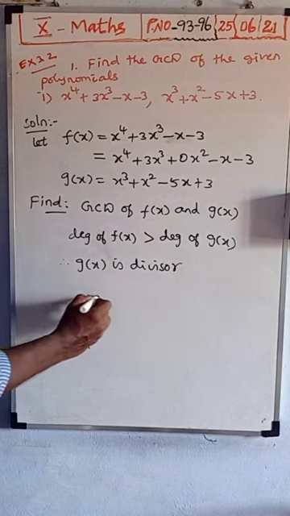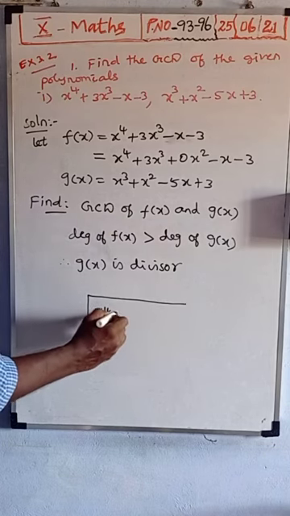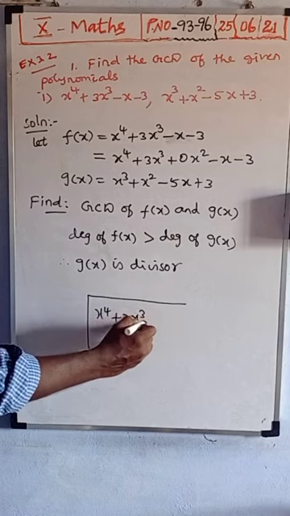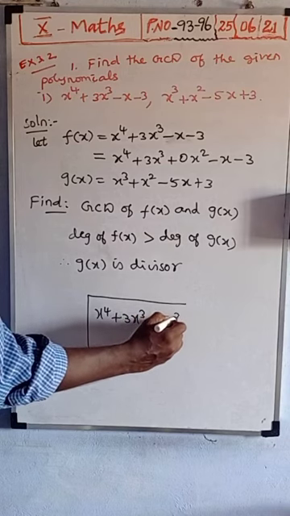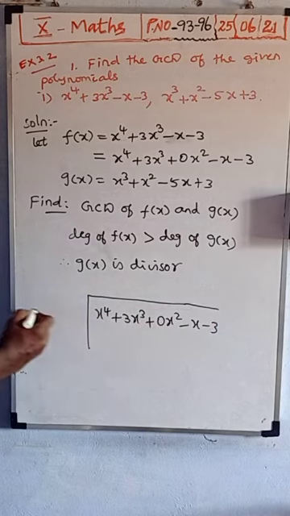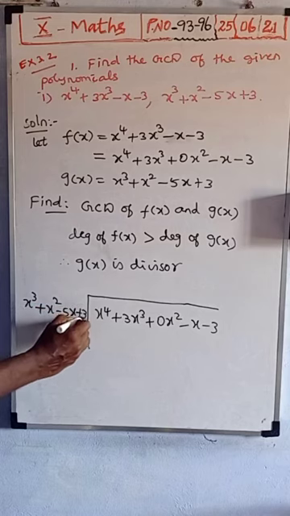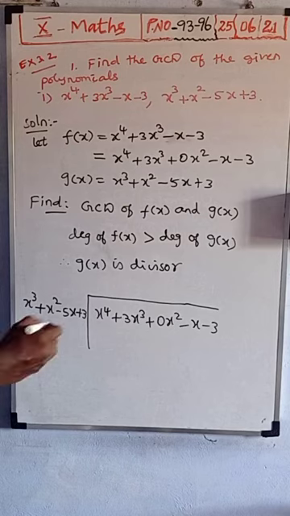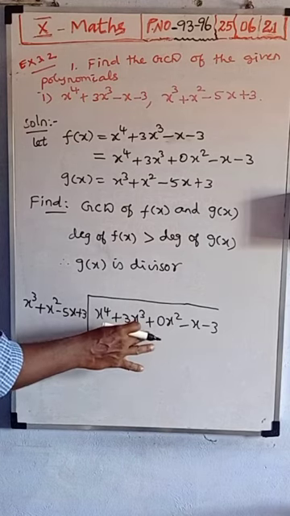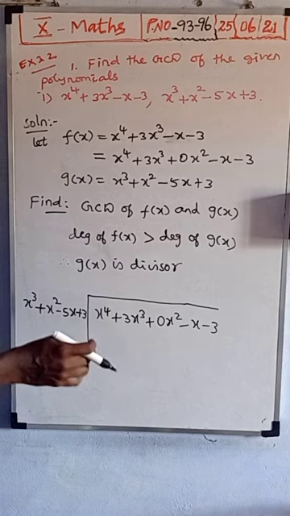Now, f of x wants to come inside: x power 4 plus 3x cube plus 0x squared minus x minus 3 will come inside. What wants to come outside? G of x, x cube plus x squared minus 5x plus 3, wants to come outside. Now you should divide this f of x polynomial by this g of x polynomial. So you divide, and we will receive the answer.